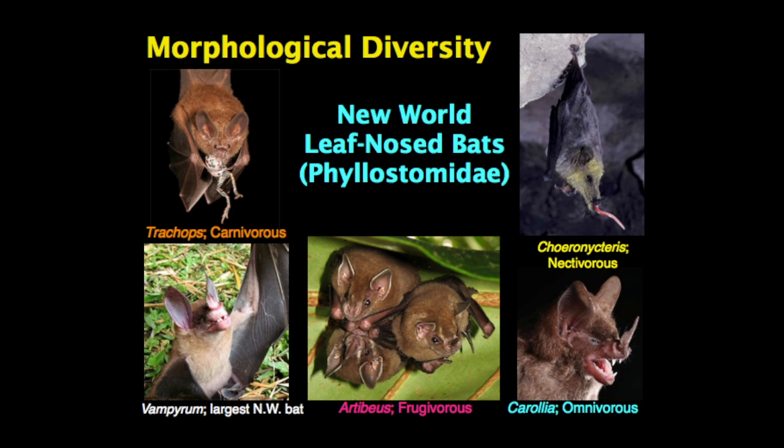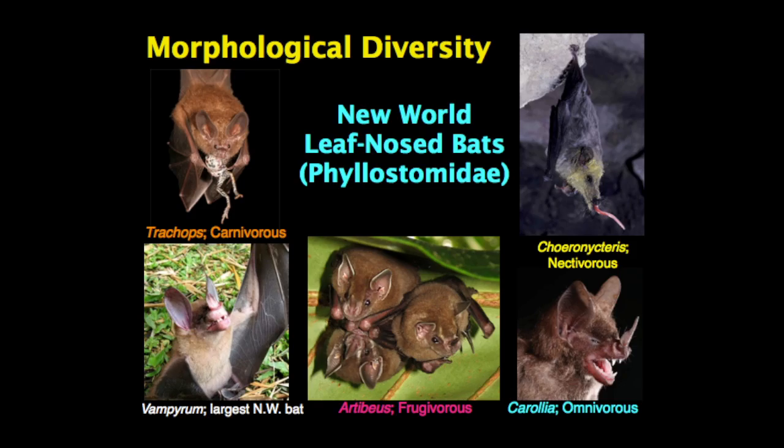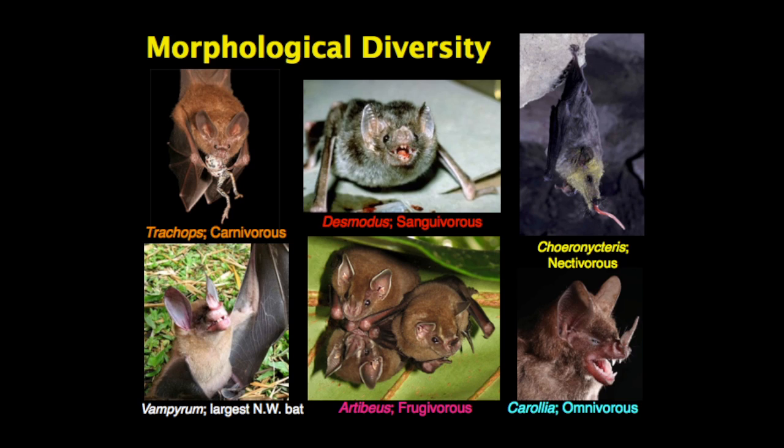Vampyrum is the largest New World bat. Artibeus is a frugivore. A lot of these animals are frugivorous and live in the tropical forests. And then, of course, we also get dietary generalists. And not to be left out, we have the vampire bat. So these really remarkably radiated in South America, an excellent example of how taxonomic diversity may or may not be related to morphological diversity.